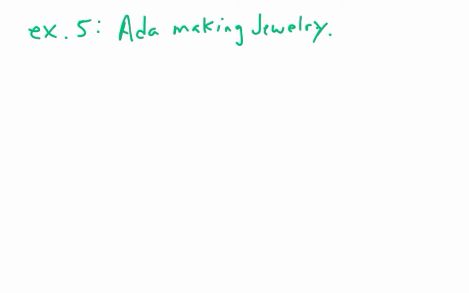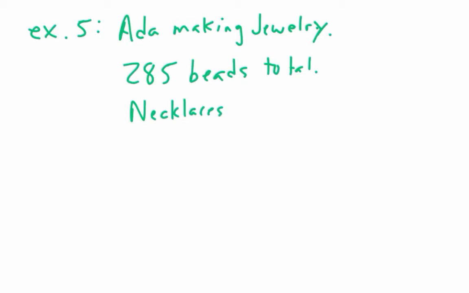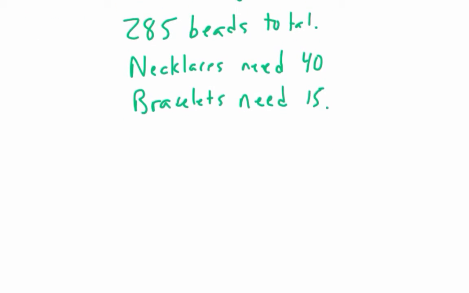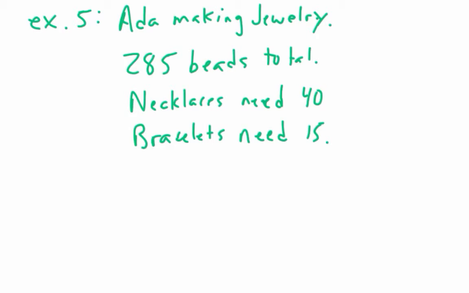Okay, so we have 285 beads total. And we're going to say necklaces need 40. Bracelets need 15. And we want to graph the possible combinations of necklaces and bracelets that she could make. So we need to come up with an equation, or an inequality actually, for this. What's the total combination she could make without running out of the beads?